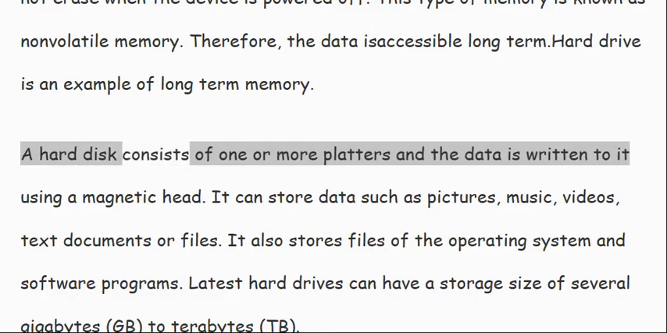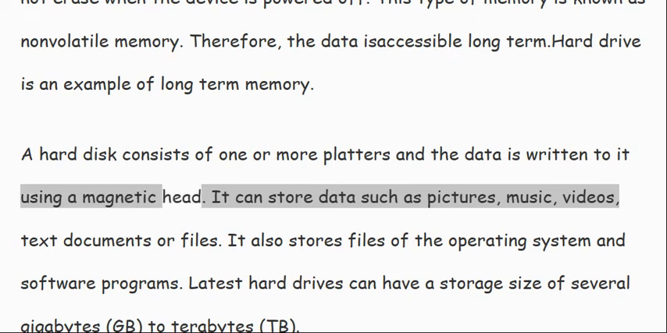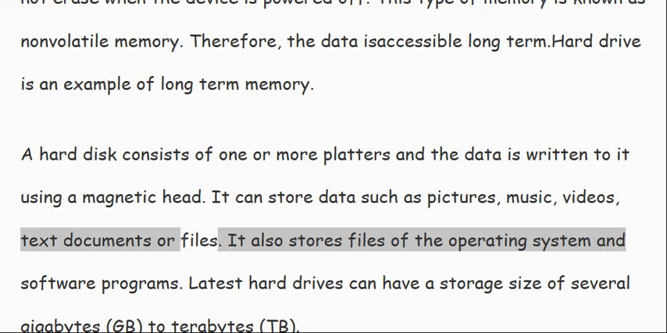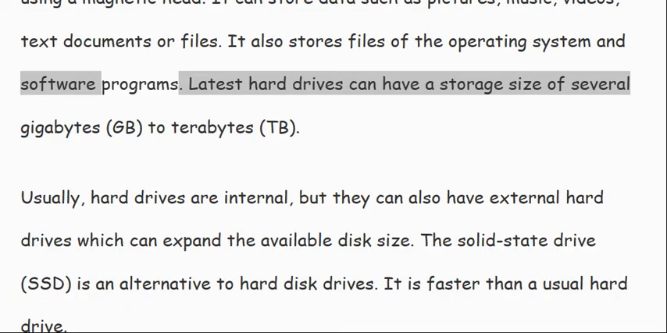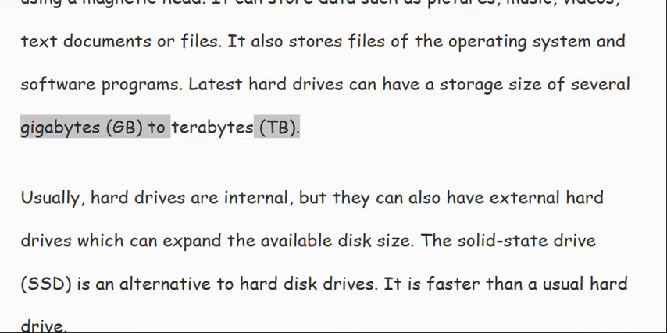A hard disk consists of one or more platters, and the data is written to it using a magnetic head. It can store data such as pictures, music, videos, text documents or files. It also stores files of the operating system and software programs. Latest hard drives can have a storage size of several gigabytes, GB, to terabytes, TB.